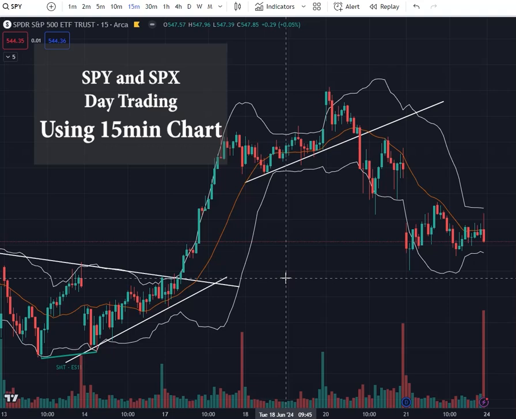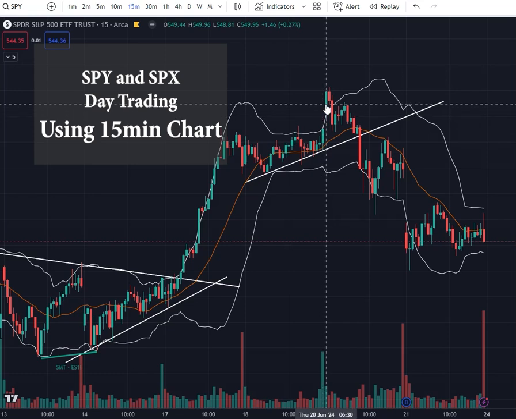This time I'm gonna talk about the importance of using the 15-minute chart for day trading SPY and SPX, and how you can use it. As you see here on June 20th, the market opens where the price is actually out of the upper line of the Bollinger Band of the 15-minute chart. And as you see, it goes a little higher for 15 minutes, which is common for the first 15 minutes of the market for SPY and SPX, and then all of a sudden it goes down.